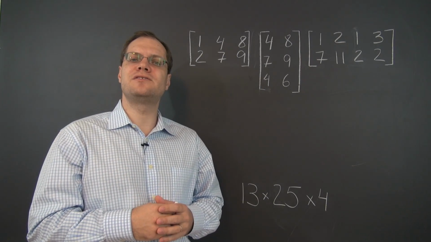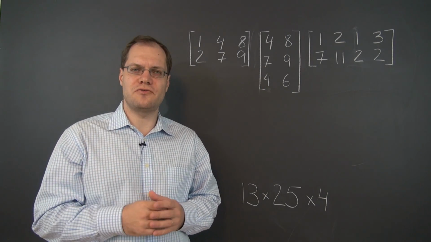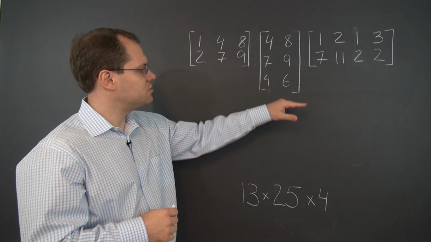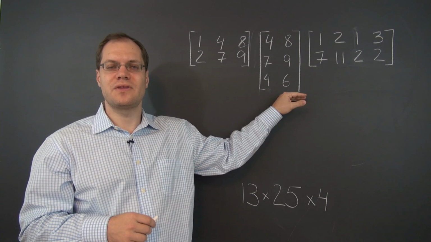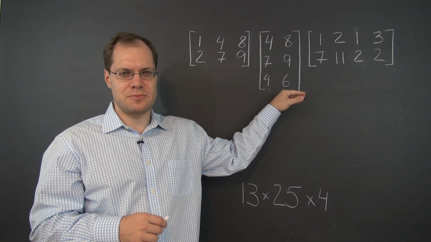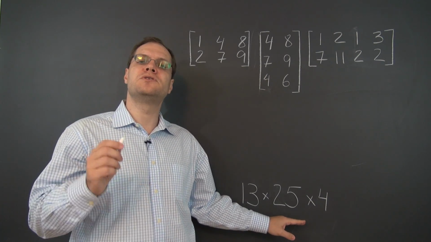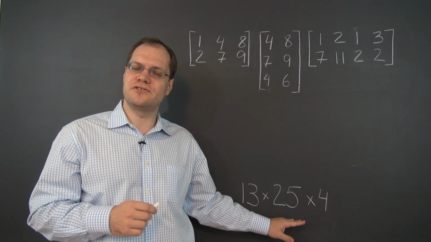This video is about associativity, or the associative property of matrix multiplication. The associative property has to do with these triple products, and it is one aspect in which matrix multiplication is similar to multiplication of ordinary numbers. So let me ask you a question about ordinary numbers first.